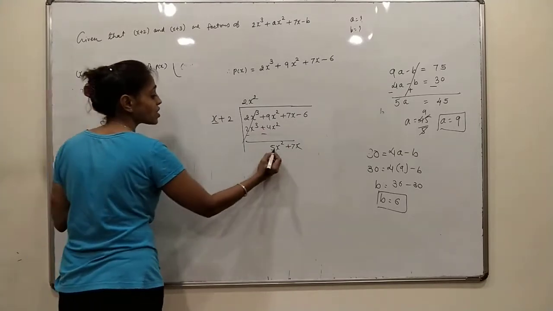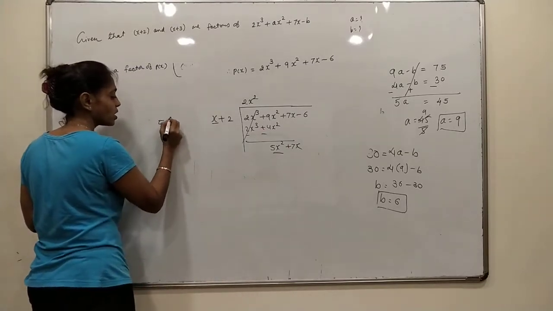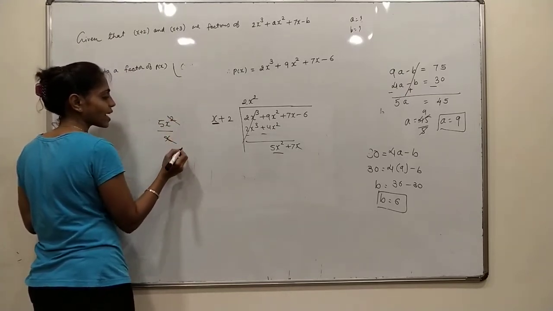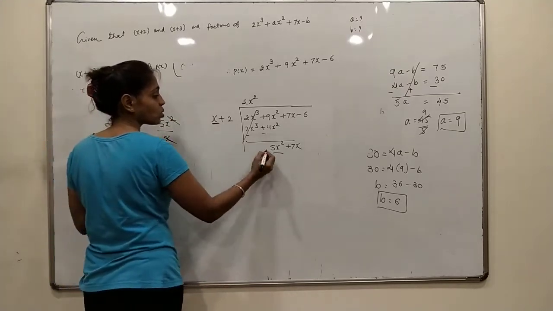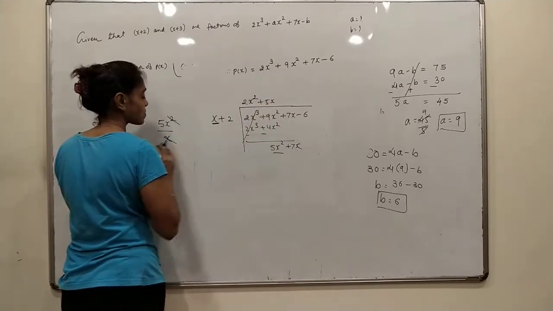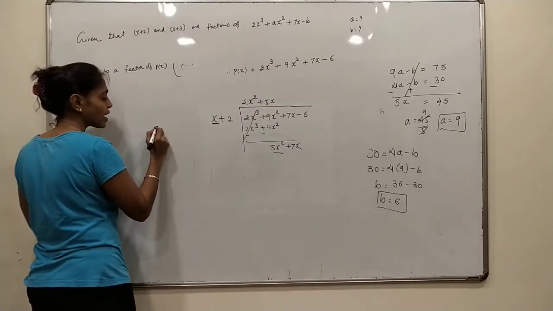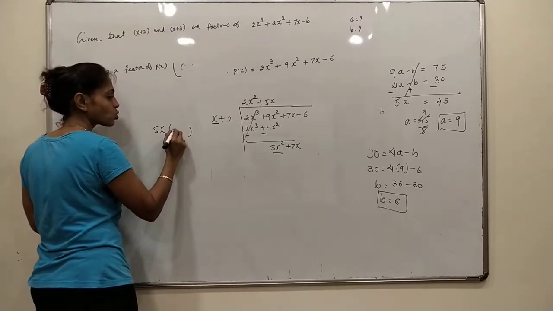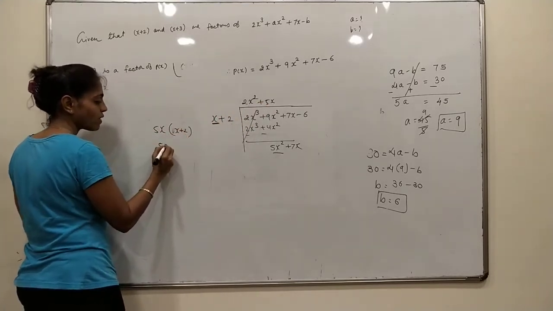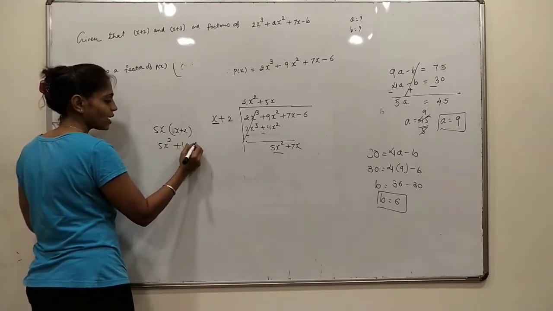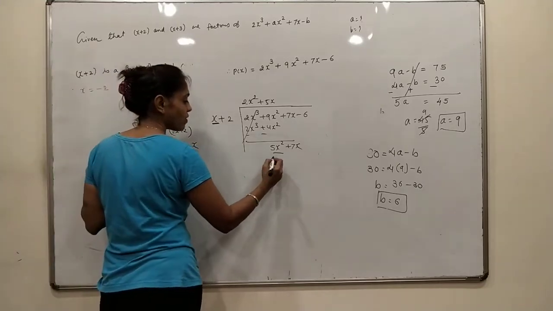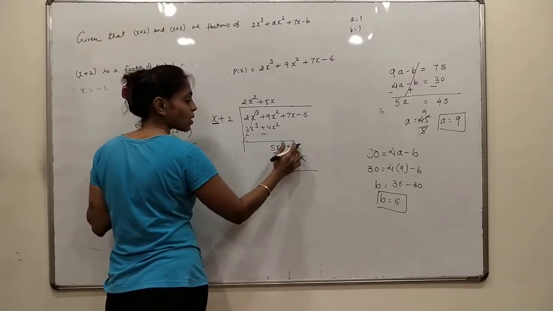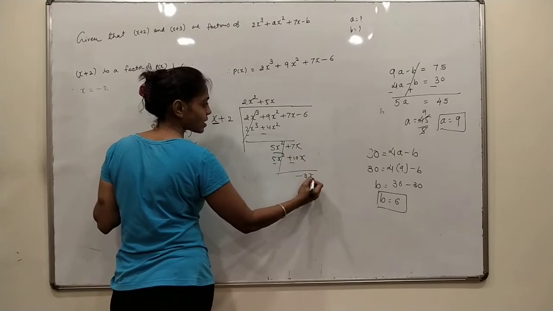Now what do I need? I need 5x², and I have x. So x² and 1x cancel, 5x is left, so plus 5x. Plus 5x multiplied with both the terms x plus 2. So 5x square plus 5 2s are 10x. So 5x square plus 10x, subtracting, plus 7 minus 10, minus 3x minus 6.